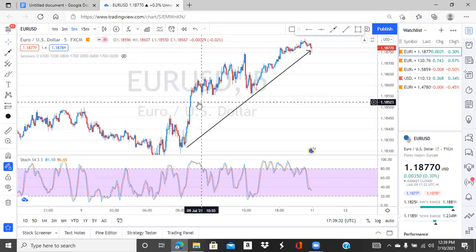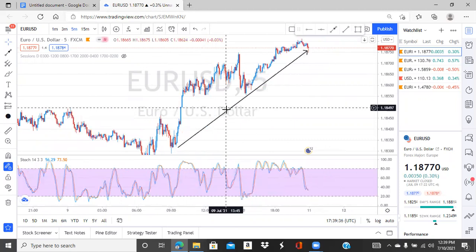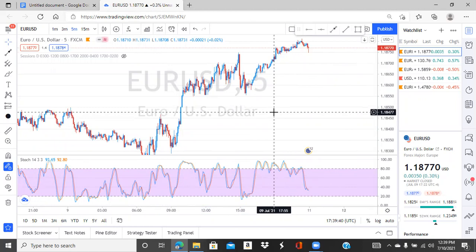That's how you identify the trend on TradingView. You just zoom out and you look at where the market overall is going, up or down. Boom, you have your trend. All right. So that's bullish momentum versus bearish momentum, and uptrend versus downtrend.